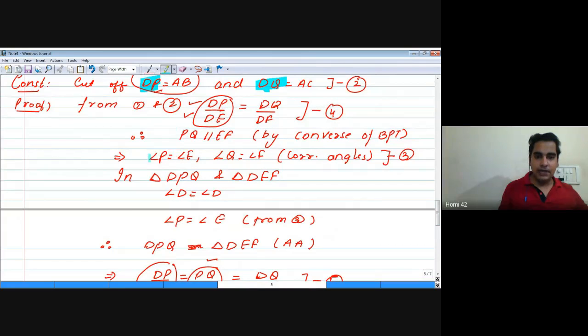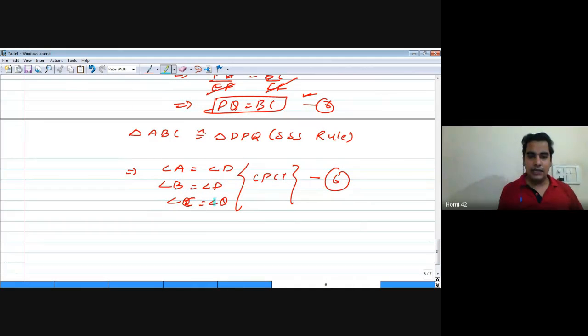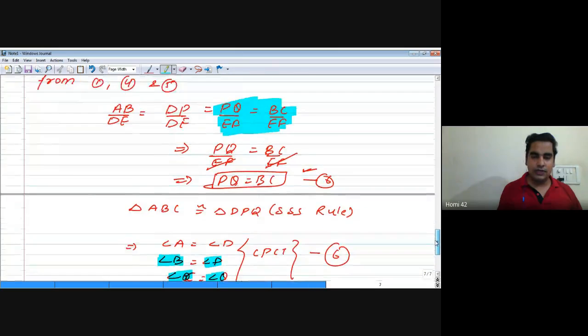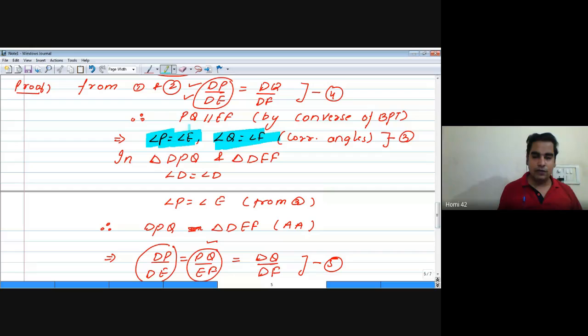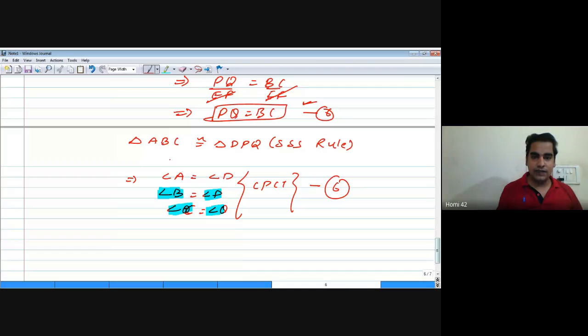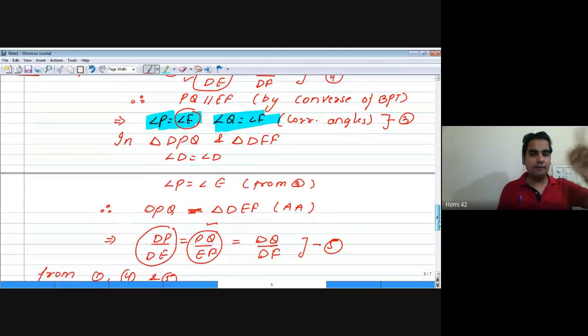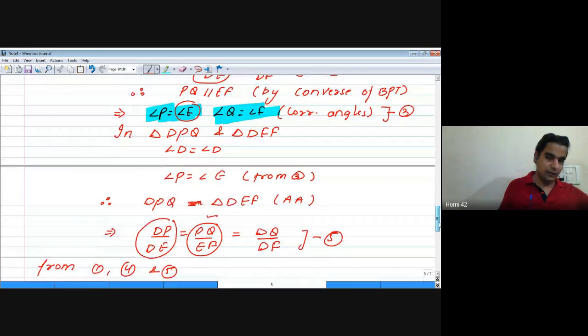Look, angle P is equal to E and angle Q is equal to F, right? And here what do we have? Angle Q is equal to C and angle P is equal to B. So if I compare these two things, can we say that angle A is equal to angle D? That we already have. Since angle B is equal to P and angle P is equal to E, angle B is equal to angle E.